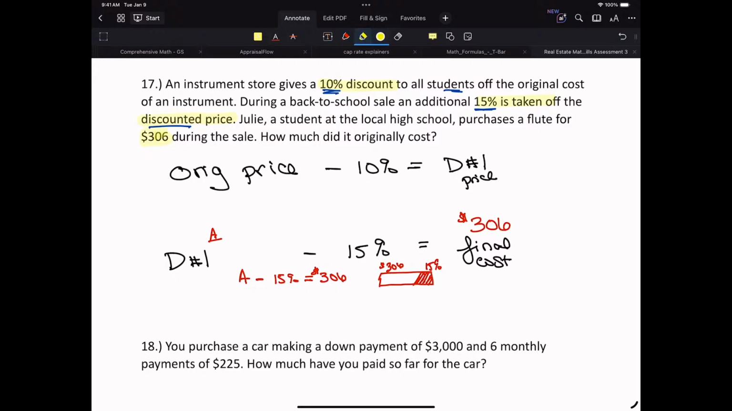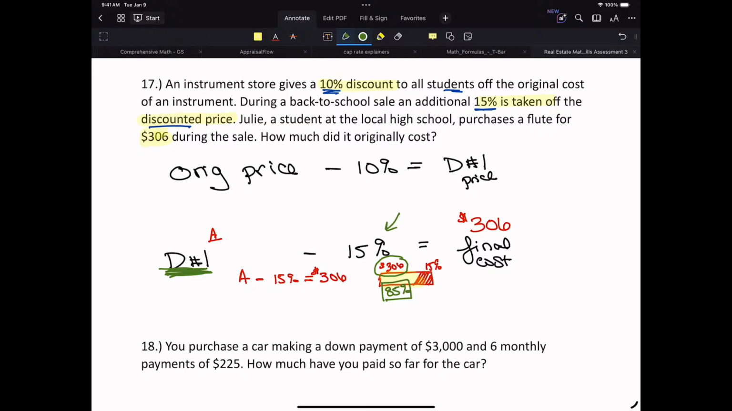So that $306 is 85% of the original discounted price. $306 is not the final cost. $306 is 85% of the original discounted price because there was a new 15% discount. They took 15% off of whatever A was.